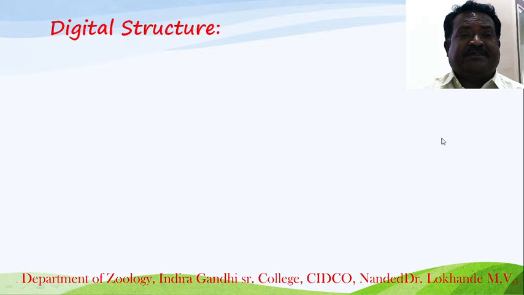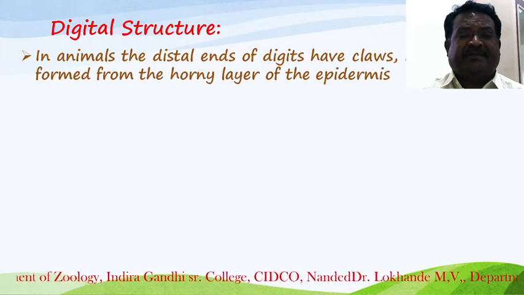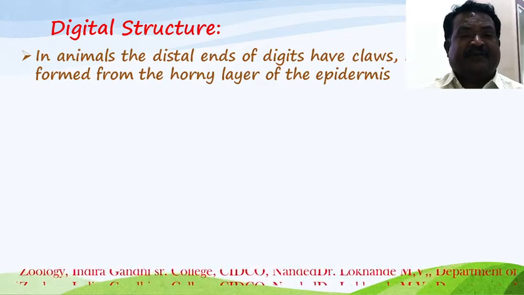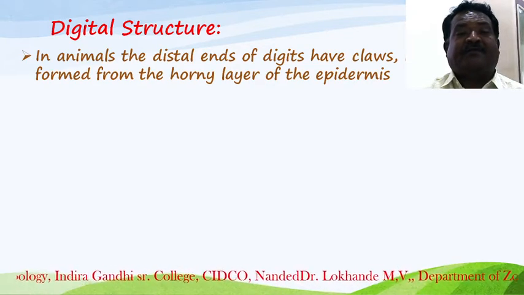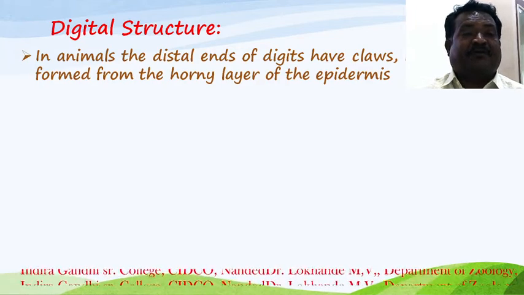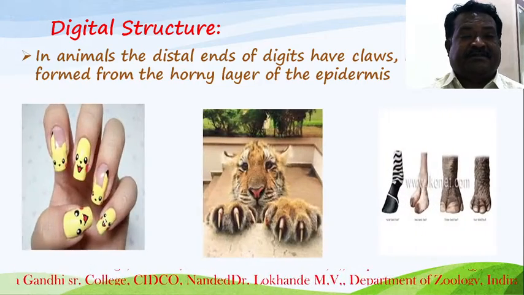Second one is the digital structure. Some of the digital structures present in animals are in the form of claws, nails, and hooves, and they are formed by the horny layer of the epidermis. That is the first layer. It is responsible for the origin of the digital structure.